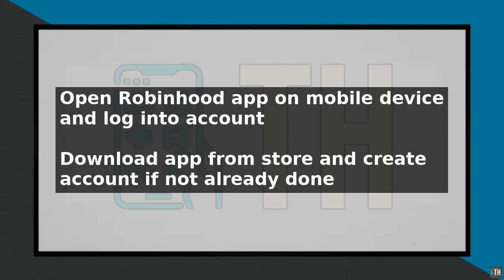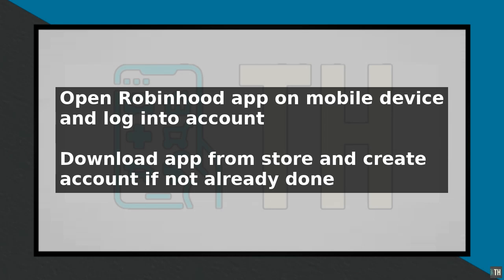To send crypto with Robinhood, start by opening the Robinhood app on your mobile device and logging into your account. If you don't have the app, you can download it from the App Store and create an account if you haven't already. Once you are logged in, tap the Crypto tab at the bottom of the screen to navigate to the Crypto section of the app.